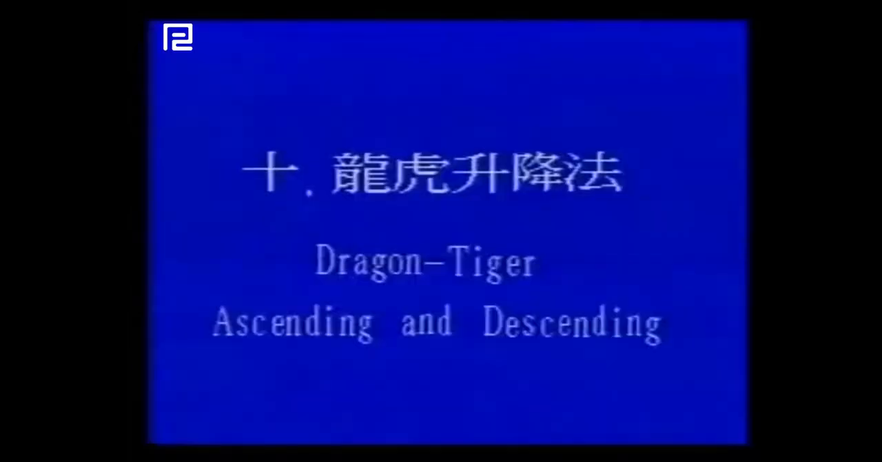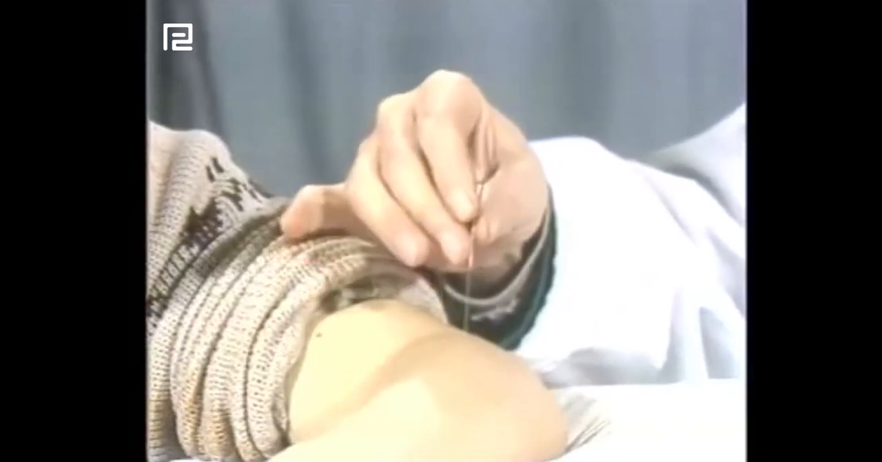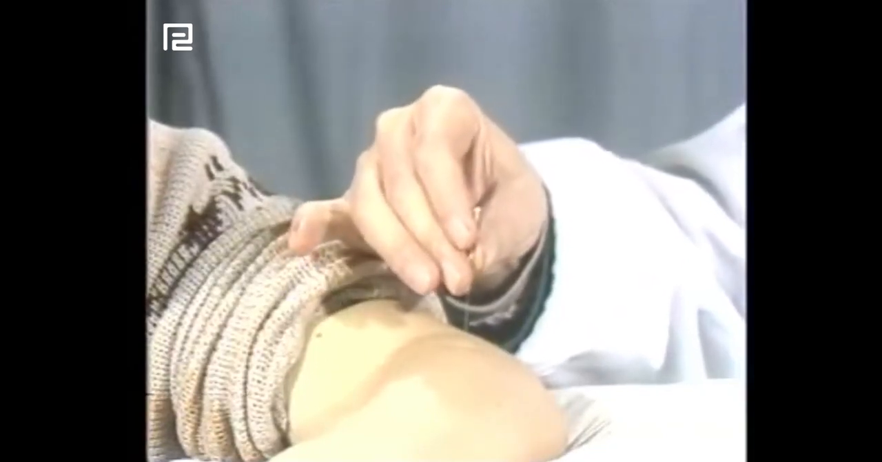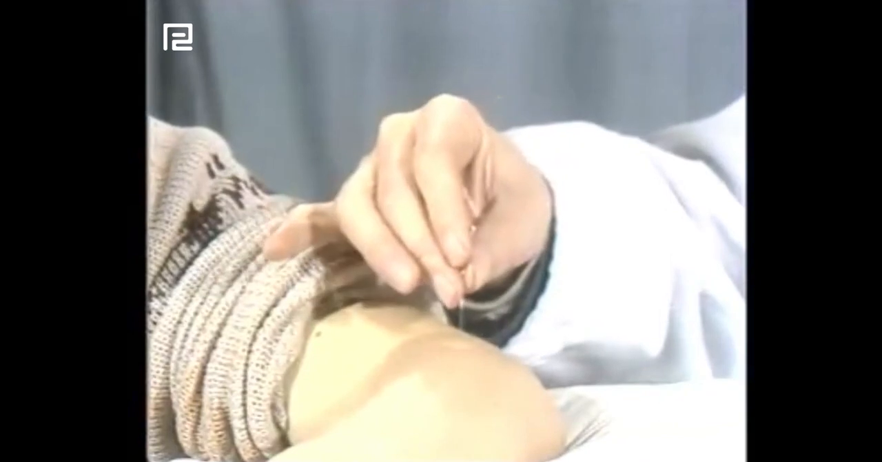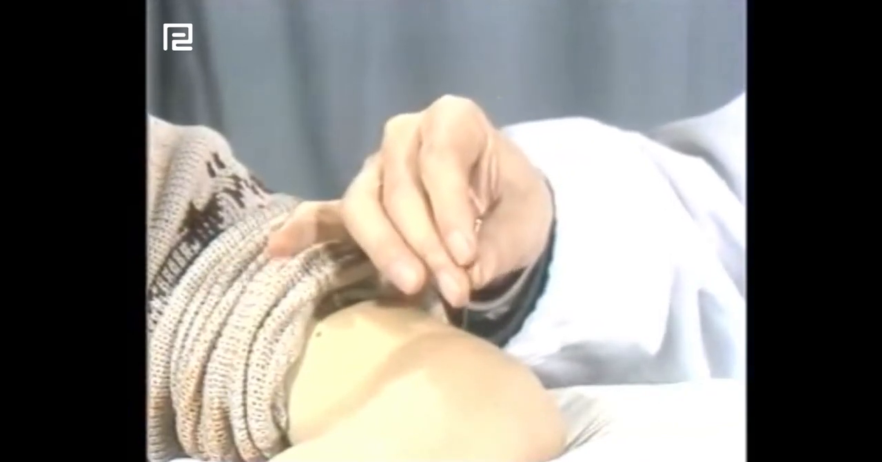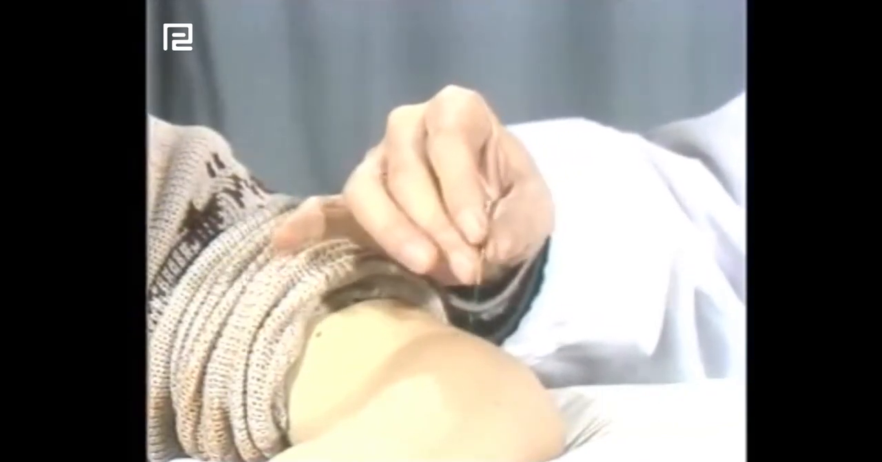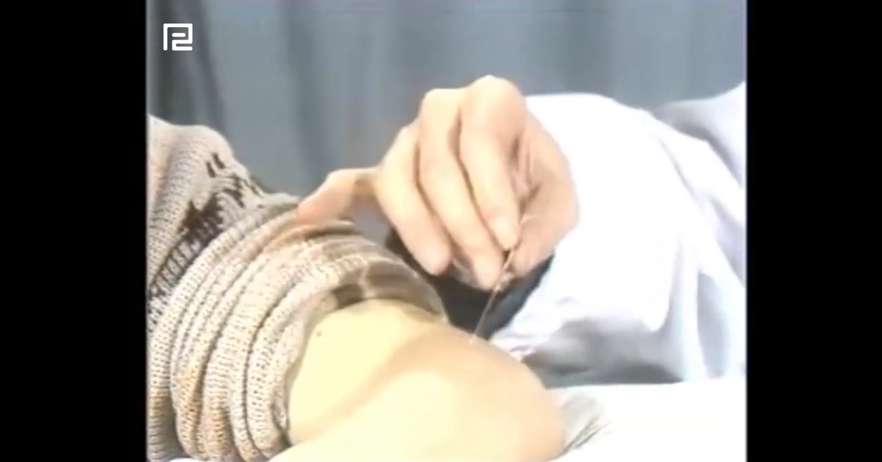Number 10. Dragon and tiger ascending and descending. Manipulations: divide the depth of the point into 3 levels. First, insert the needle to the shallow level. Then, turn the needle around counterclockwise and thrust the needle to the middle level. Lift the needle to the shallow level again and turn clockwise 9 times.